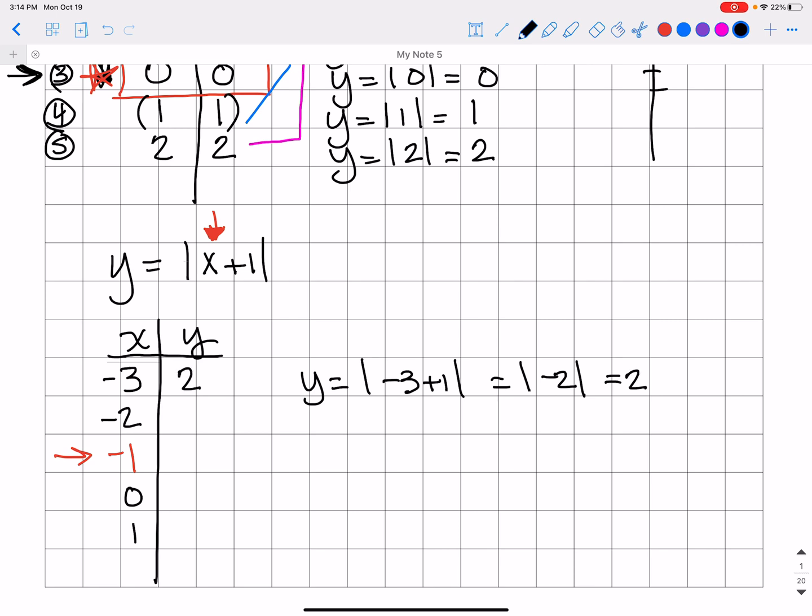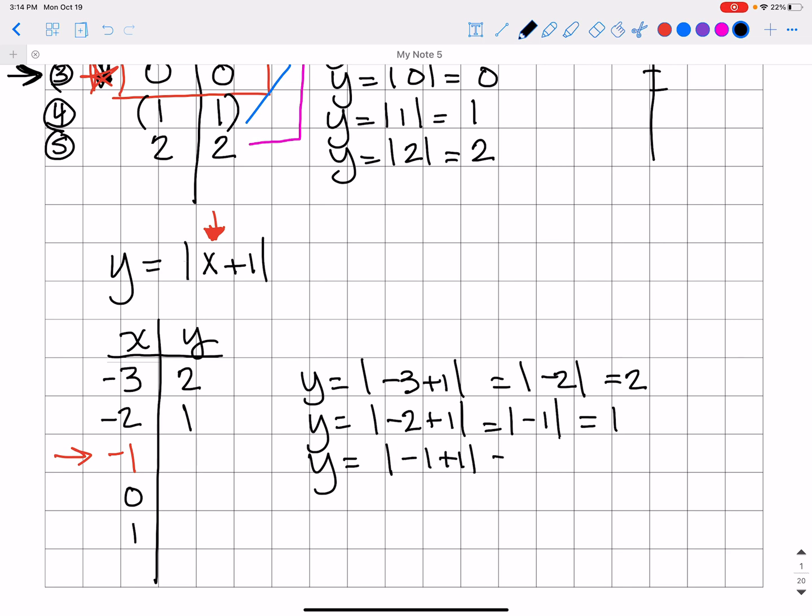So I'm going to fill in my t-chart. When x is negative 3, y is 2. Now I'm going to do the same thing, and I'm going to plug negative 2 into my function. Well, negative 2 plus 1 is negative 1, and the absolute value of negative 1 is positive 1. And then I'm going to plug negative 1 in.